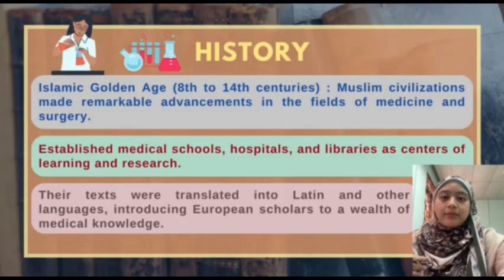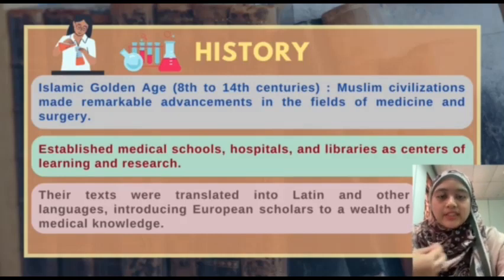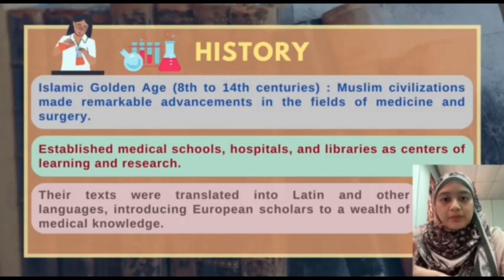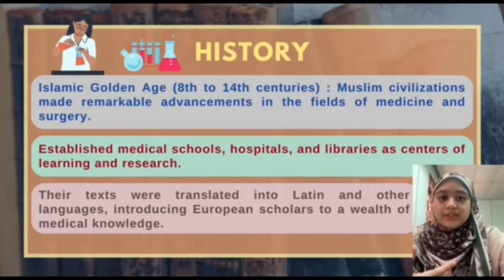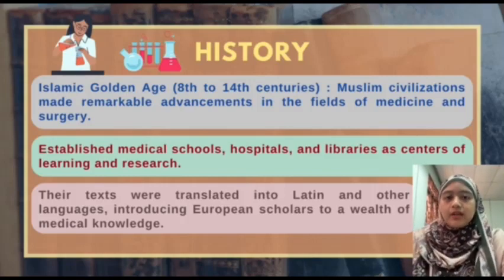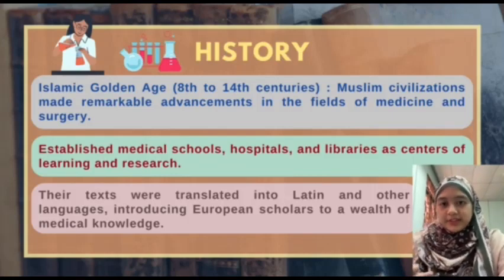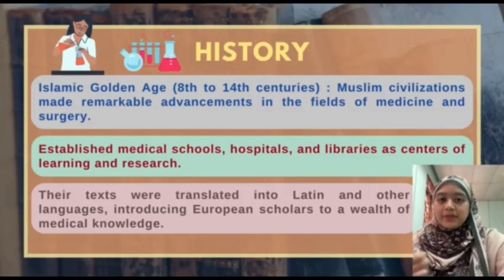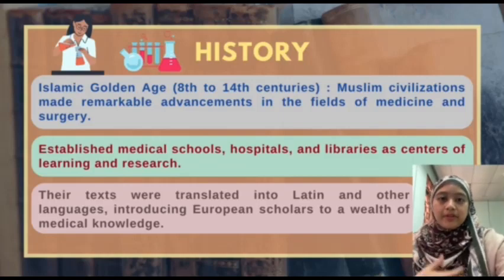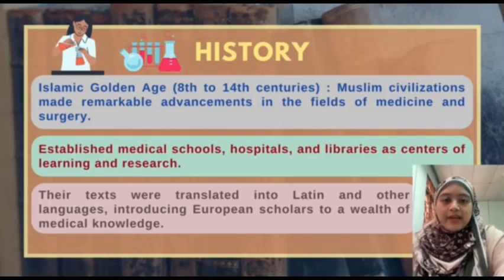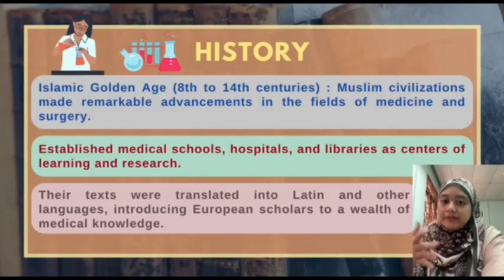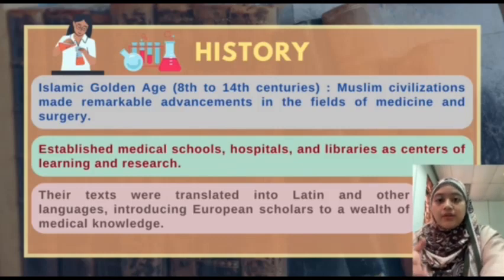So during the Islamic Golden Age, 8th to 15th centuries, Muslim civilization witnessed remarkable advancement in medicine and surgery. Muslim scholars also established medical schools, hospitals, and libraries as centers of learning and research. They emphasized practical training, anatomical studies, and clinical experience that contributed to the development of medical education. So these institutions attracted scholars from different regions, fostering the exchange of knowledge and ideas.